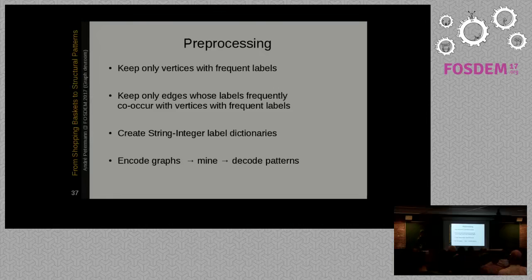And the workflow is then as follows. We first encode graphs, we process the actual mining, and we decode the patterns. Because in many scenarios, we do not want patterns consisting of numbers. We really want our patterns, like RDF patterns, for example.